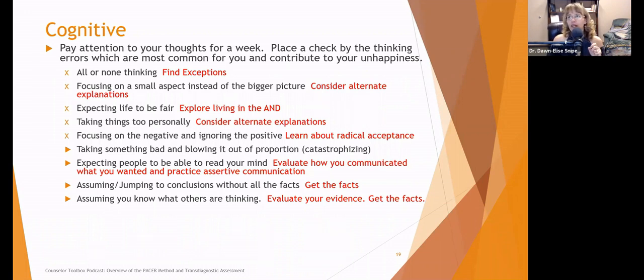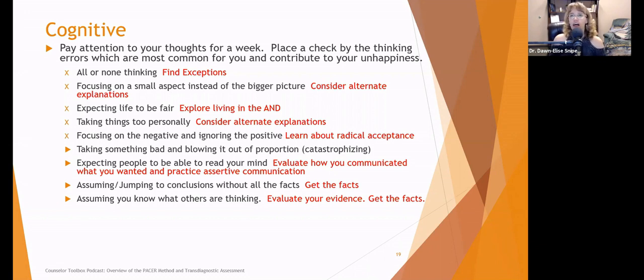Pay attention to your thoughts for a week. Place a check by the thinking errors which are most common for you and contribute to your unhappiness. So you can give this to people before the assessment, or you can give it to them in the assessment to bring back for the first session. That gives them something to do between the assessment and the first session. And remember, assessment is an ongoing process. We need to be aware and regularly reassess, because life is not static. And as things change in life, things might change with our clients in unexpected ways, sometimes for the better.